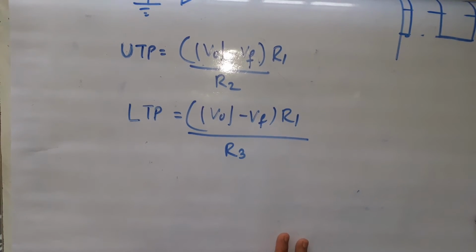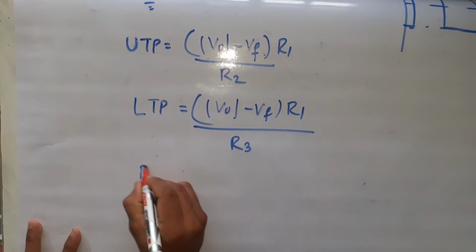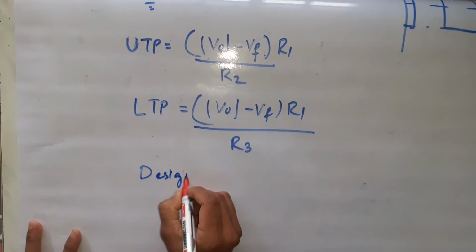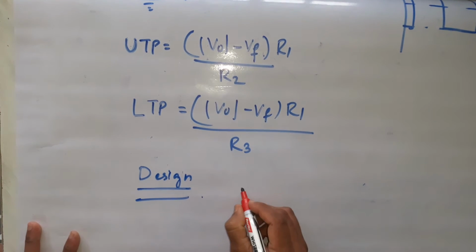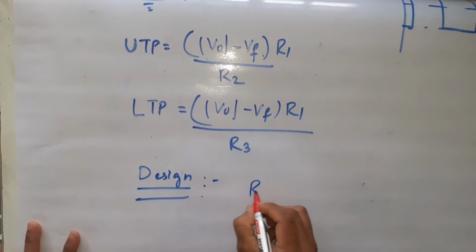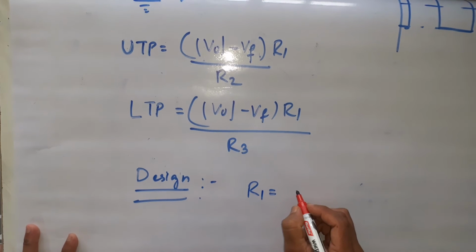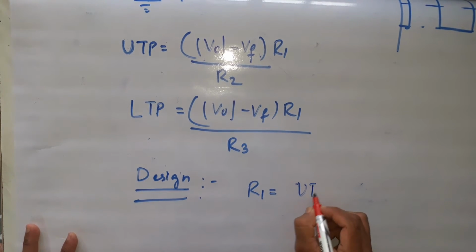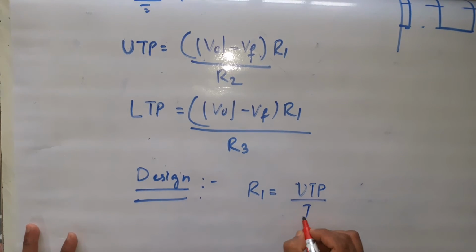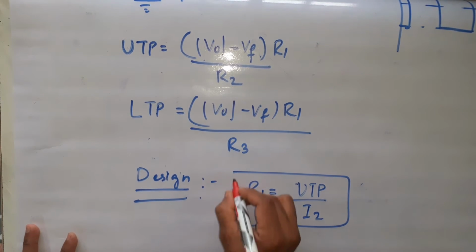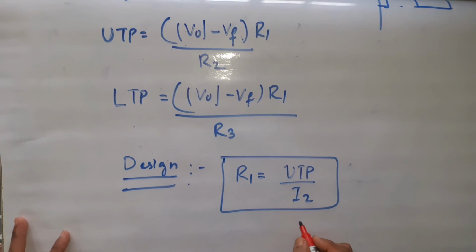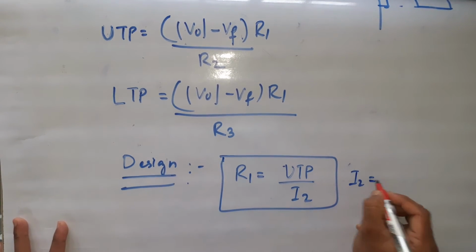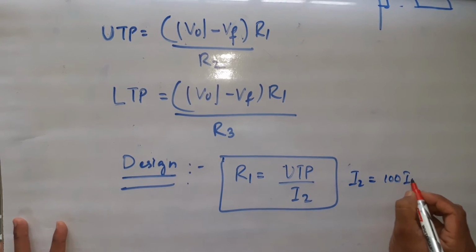Now, for design, we have R1. How will you find R1? Trigger voltage. We take UTP divided by I2. This is your R1. Remember, I2 is 100 times IB max.